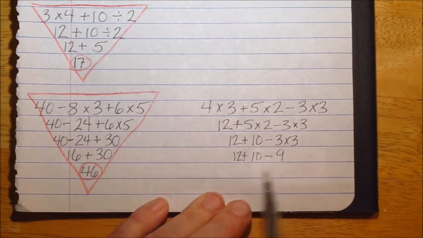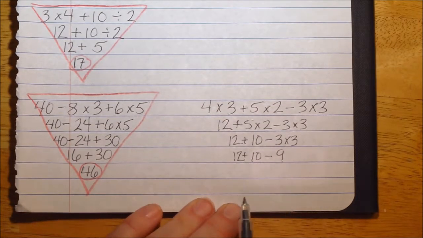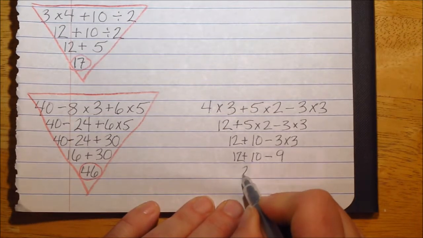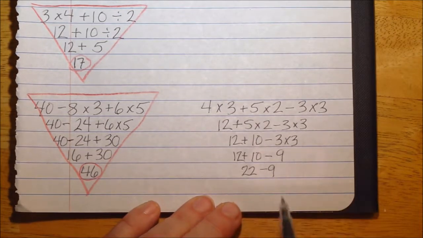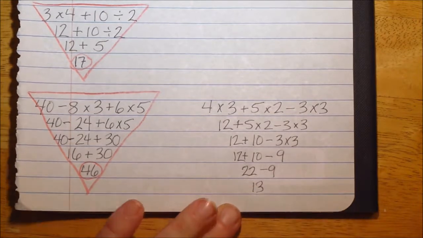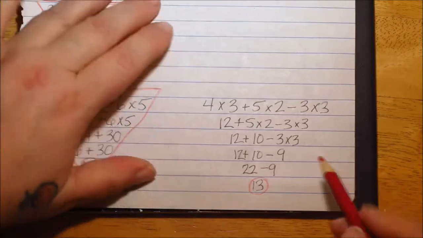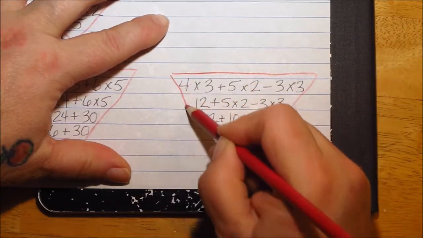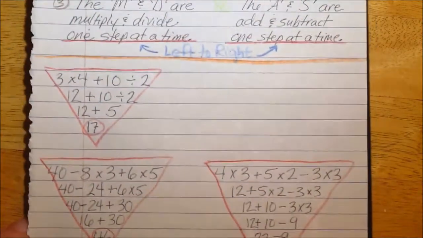All right, now working left to right, the only operations I have left are addition and subtraction, so I will work those left to right. So 12 plus 10 is 22. Bring down the rest of the expression. And then 22 minus 9 is 13. And that is my final answer. So 13 is my final answer. I'm going to draw my PEMDAS triangle here. All right, see how that works?